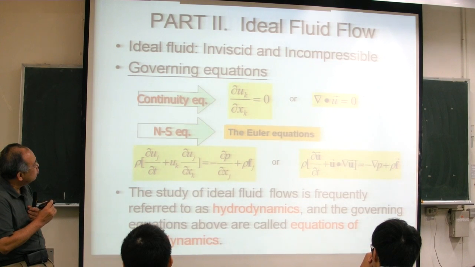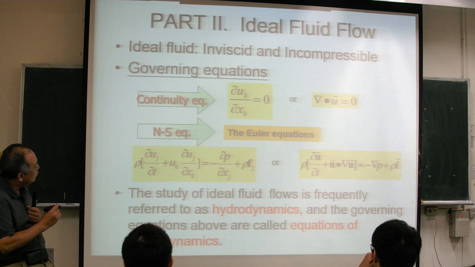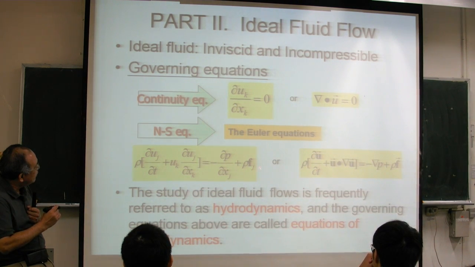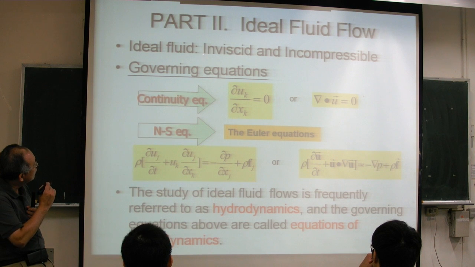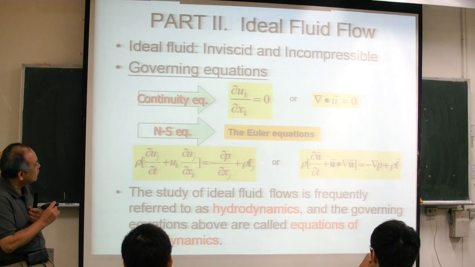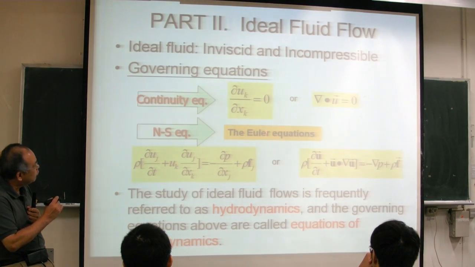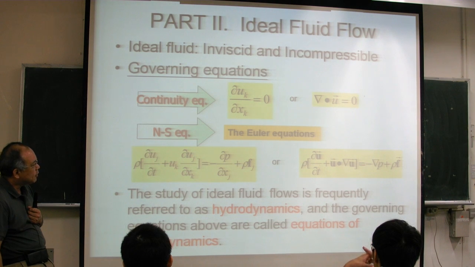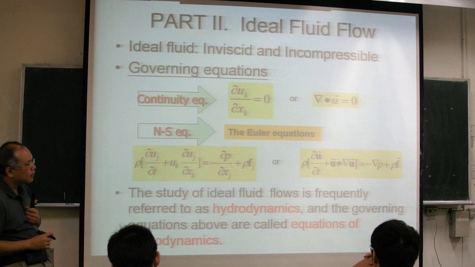our equation reduces to the Euler equation, and this is the Euler equation. In the Navier-Stokes equation, we have an additional viscous term here. However, due to the assumption, our viscous term is dropped. So this is the so-called Euler equation, without any viscous term. This is in the vector form, and this is in the tensor form.